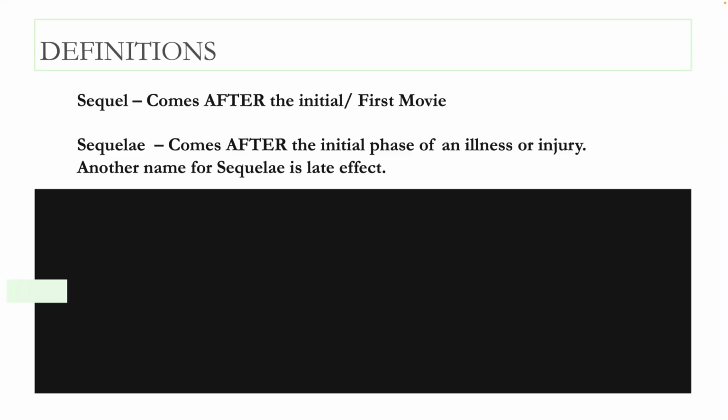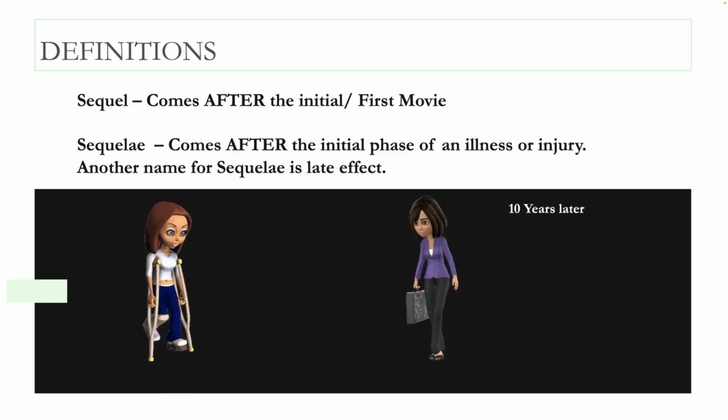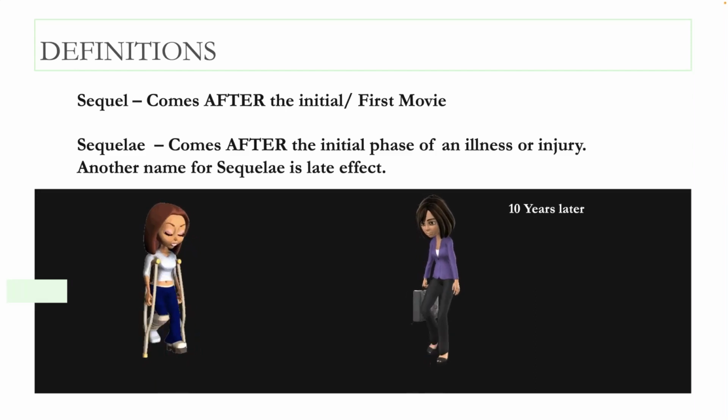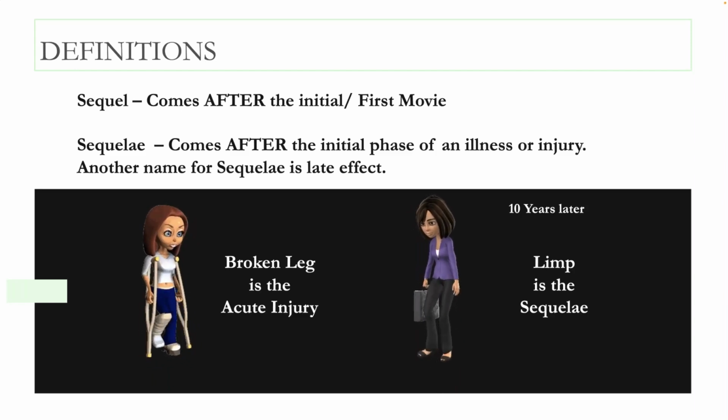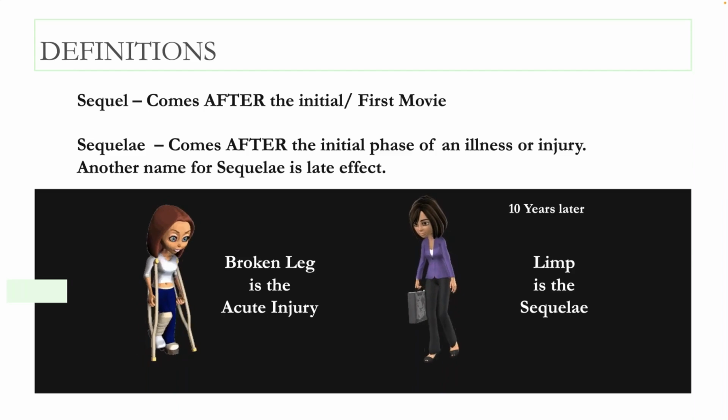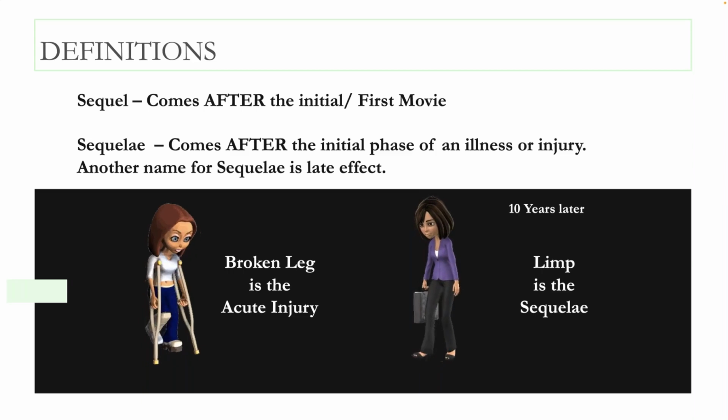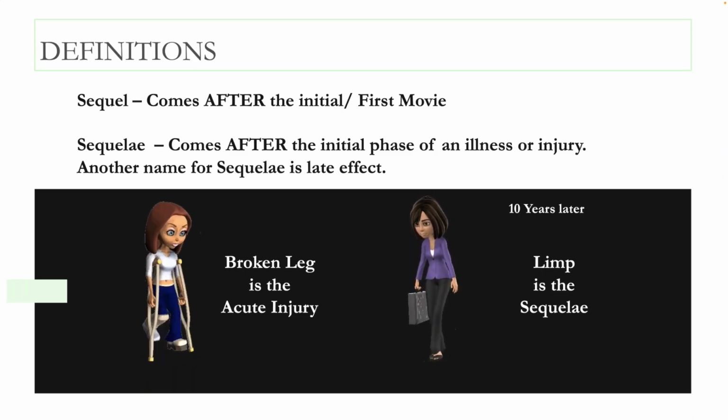All right, so let me tell you about Julie. Julie broke her leg 10 years ago skiing. And today, 10 years later, this is Julie. She walks with a limp. Julie has a late effect or sequela related to her broken leg.